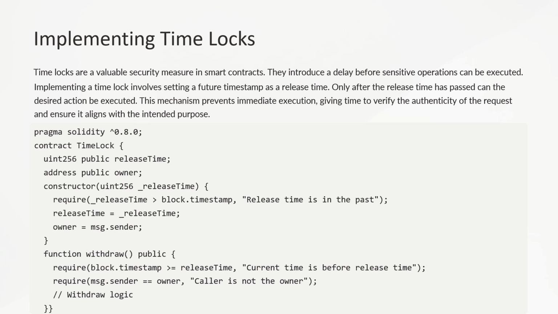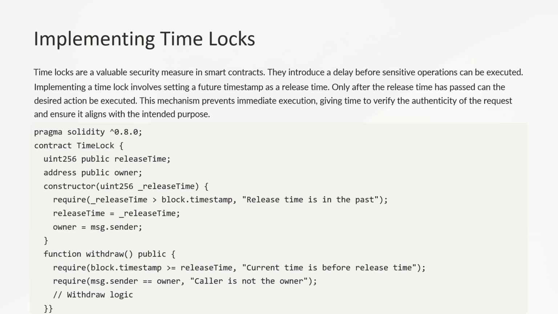The Solidity code defines a smart contract, TimeLock, that allows an owner to withdraw funds only after a specified release time. Here are the key points. The state variables include releaseTime, which stores the time after which withdrawal is allowed, and owner, which stores the address of the contract owner. The constructor takes a uint256 parameter releaseTime and sets the release time to this value, checks that the release time is in the future using releaseTime greater than block.timestamp, and sets the owner to the address that has deployed the contract, msg.sender.